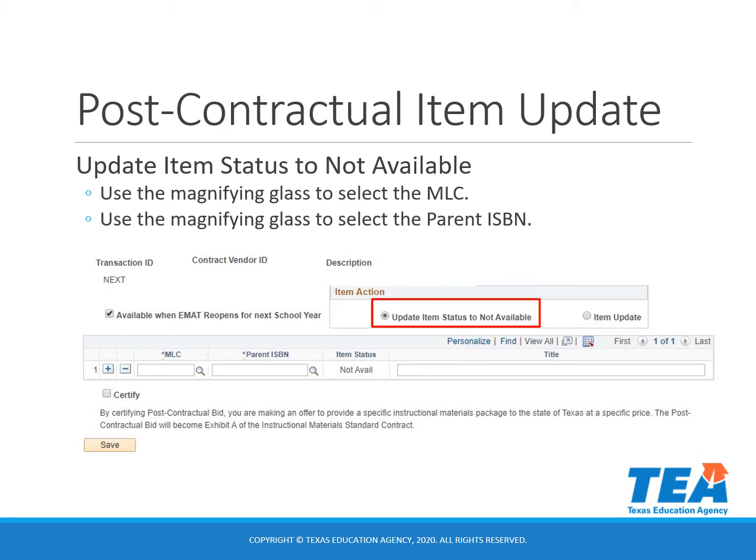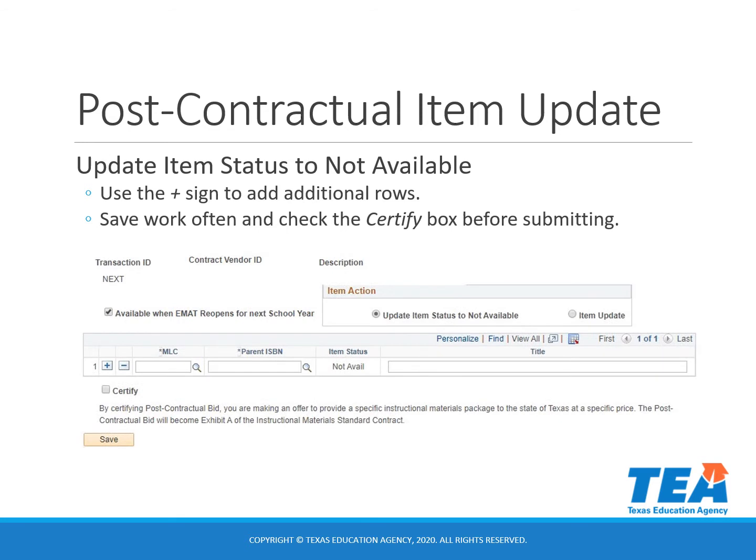You will select Update Item Status to Not Available and select the multiple list code using the magnifying glass. Then you will select the parent ISBN, which is the program ISBN for the item you wish to make not available. The title will populate based on the ISBN that is selected. You can use the plus sign to add additional rows. Be sure to save your work frequently, and when you are finished, you will click the Certify box before submitting.